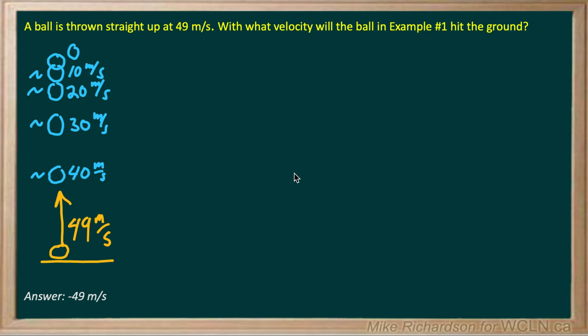So the same baseball is thrown straight up at 49 meters per second, and this time we want to know its final velocity right when it hits the ground, when it goes all the way up and comes back to where it started from. Now let's do a little bit of estimating like we did in the last one first, just to get our feet wet, just to see how this question should play out. Remember how we proceeded before.